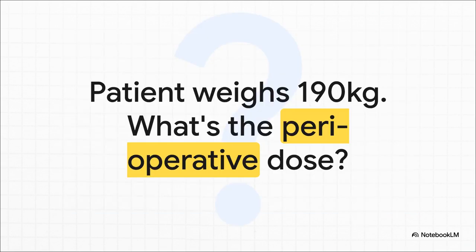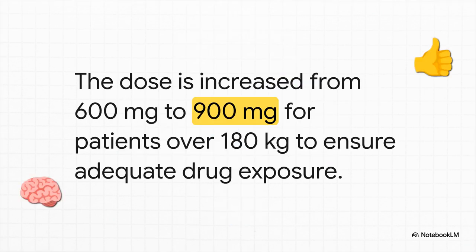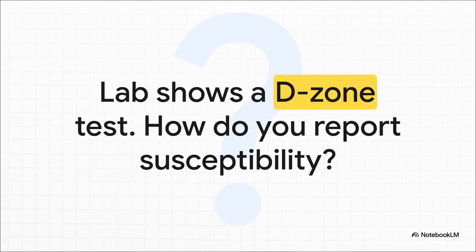Okay, time for a quick pop quiz to see if you've been paying attention. Here's the first question. You have a patient who needs peri-operative prophylaxis, and they weigh 190 kilograms. What's the recommended single dose of clindamycin? And the answer is 900 milligrams. Remember that key detail? For patients over 180 kilograms, that standard 600 milligram dose just isn't going to cut it. You have to make that increase to ensure they get enough of the drug to actually prevent an infection. It's a critical adjustment.